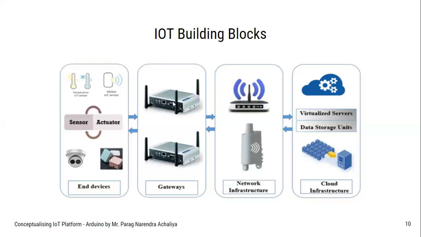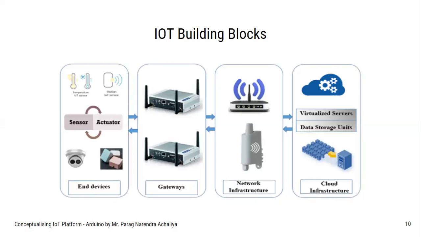These gateways are responsible for establishing the connection between end devices and cloud infrastructure with the help of this network infrastructure. This network infrastructure decides whether there will be a wireless network or a wired network. On the basis of the nature of your IoT application, network infrastructure decides the nature of the network, whether it will be wired or wireless architecture.